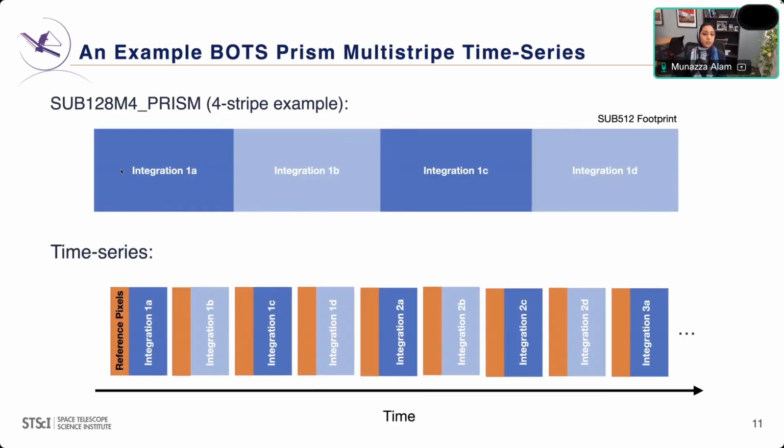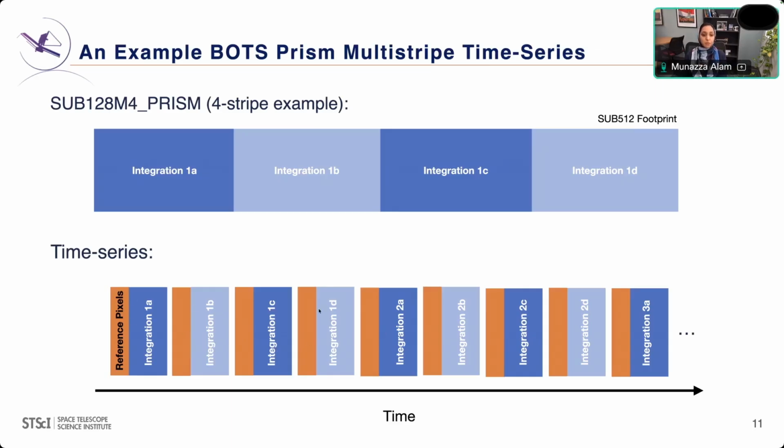So for example, for the 4 stripe case, that's the sub 128 M4 subarray, the sub 512 subarray footprint is split into 4 different stripes, which we'll call integrations A, B, C, D. Each stripe itself will have interleaved reference pixels at the start. So I'm showing the reference pixels in the time series in orange here and the stripes in blue. So stripe 1 will have the 4 reference pixels plus the width of the stripe. And then stripe 2 will have reference pixels plus stripe 2. Stripe 3, reference pixels, stripe 3, reference pixels, stripe 4, and so on.